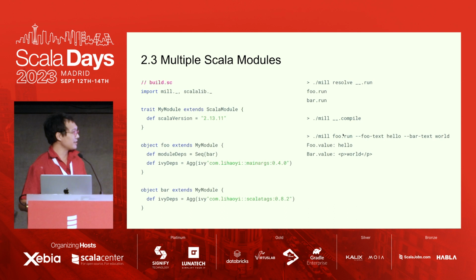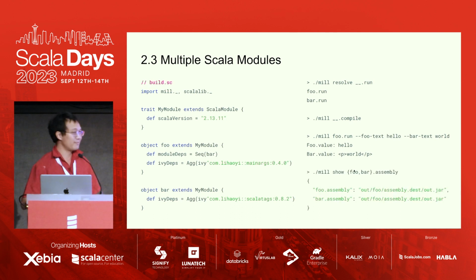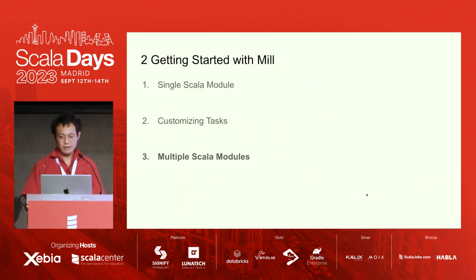You can run individual things, mill foo.run, pass in flags. I didn't show you the code, but just roll with it, it prints things out. And you can use brace expansion to run multiple tasks at once. So you can say mill show {foo,bar}.assembly. It'll expand to foo.assembly, bar.assembly, run all of them, show you the output assembly paths. Nicely formatted JSON. You can easily pipe to downstream tools or parse with other applications. So that's for setting up multiple Scala modules.